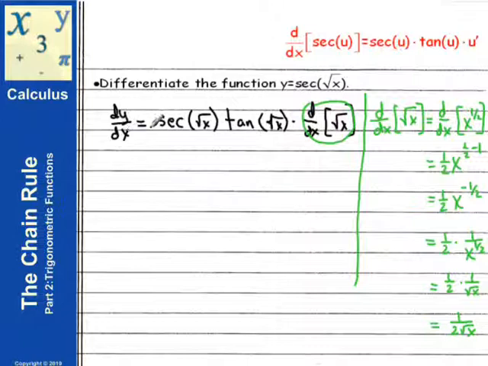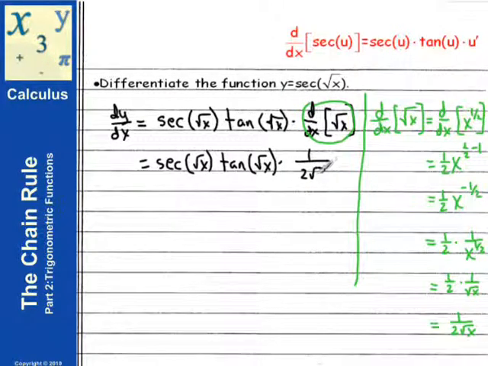The derivative, that is dy dx, is equal to, of course, the secant of the square root of x times the tangent of the square root of x, and then of course times this derivative, which we saw was 1 divided by 2 times the square root of x. Now we could actually write this factor in front, and normally we would write factors in front, but since this is a fraction, we could actually think about multiplying this out.